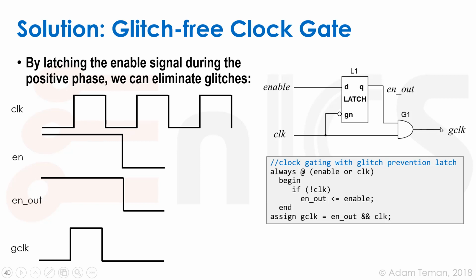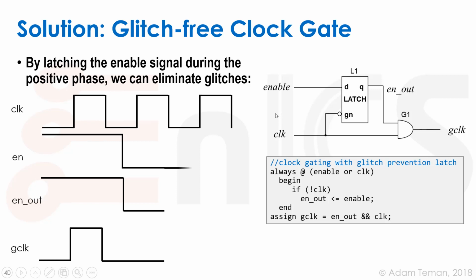Did it cause some sort of glitch on gated clock? No, because clock was low, and therefore through an AND gate, gated clock was low, so any change on enable out didn't actually do anything to us, which is the same as just putting an AND gate over here. So it was fine that we propagated our enable out signal during the low phase of the clock.